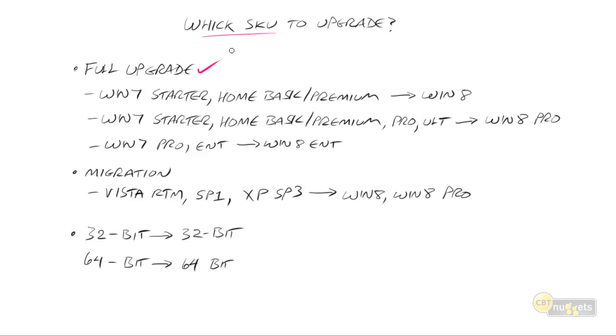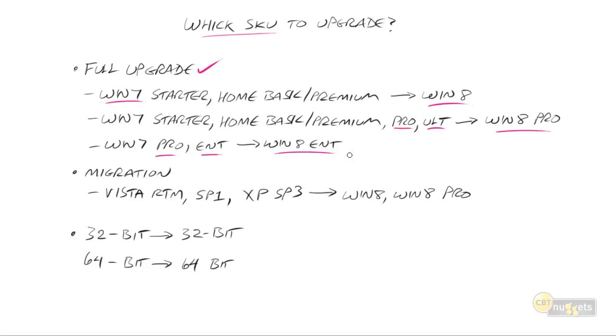For a full upgrade, if you're starting with Windows 7, you could go from Windows 7 Starter, Home Basic, or Home Premium editions to Windows 8. For Windows 7 Starter, Home Basic, Home Premium, Professional, or Ultimate, you could upgrade to Windows 8 Professional. For Windows 7 Professional or Enterprise, you could go to Windows 8 Enterprise Edition.